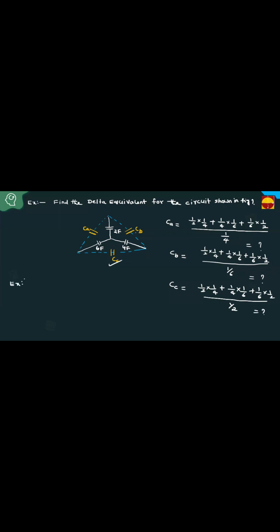One more example, students. Can you try this? Here you have to calculate CA, CB, CC, which I am leaving for you. Calculate this, and CB also, and CC also. Two more examples I am leaving for you. Find the delta equivalent for the circuit shown in the figure.